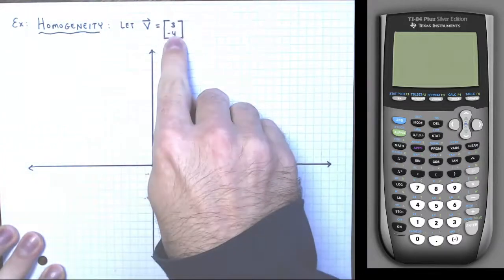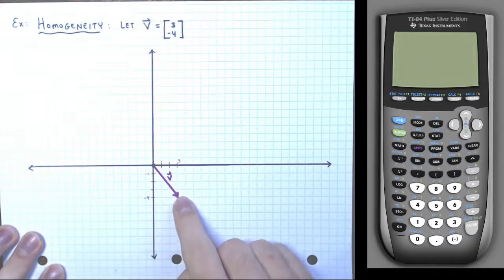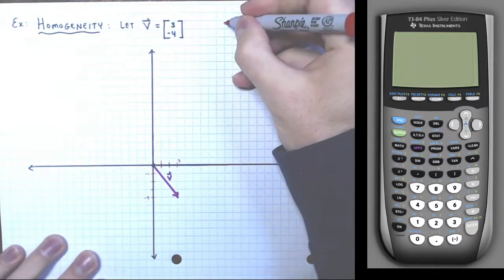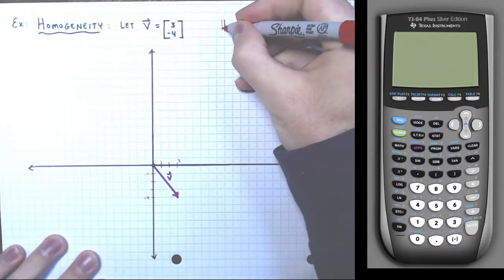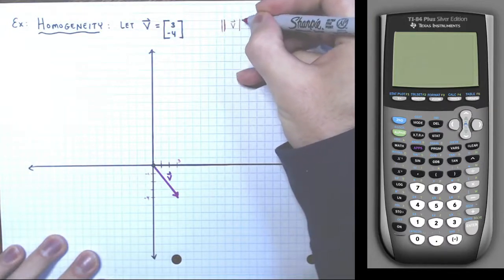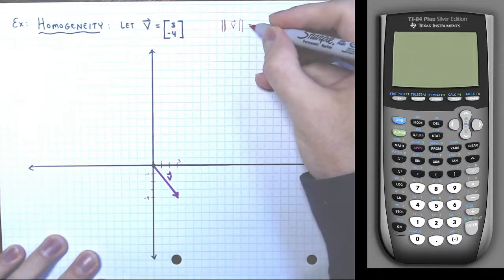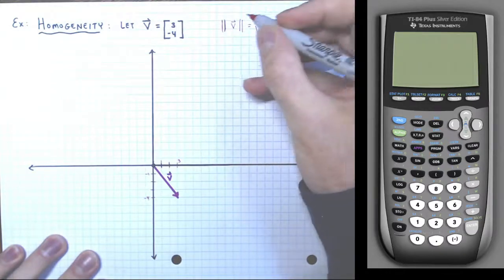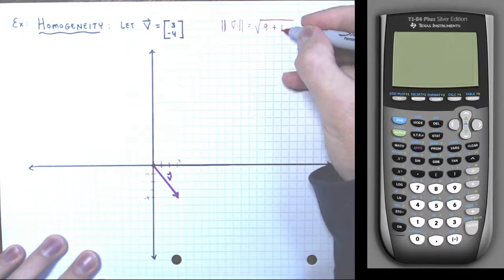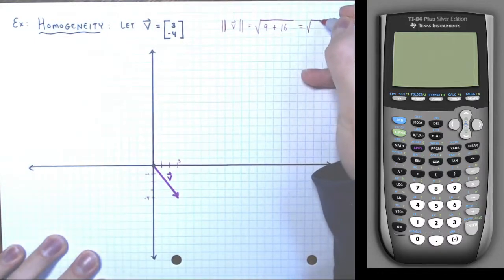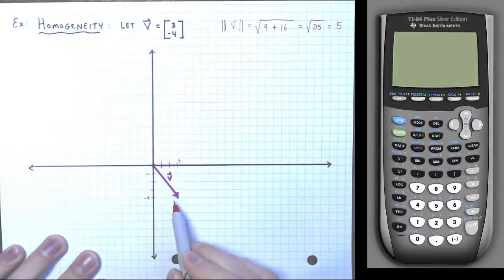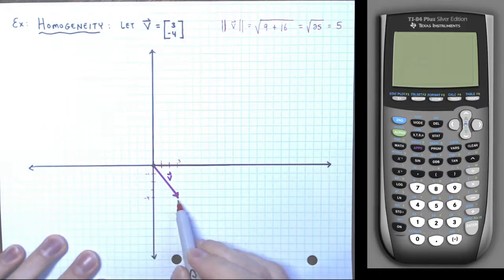This tells me go right 3, down 4, right 3 units, down 4 units. So the magnitude of v, the norm of v, I can figure out right now. I'll do that here off to the side. So the norm of v is just 5. This would be the square root of 3 squared is 9, plus negative 4 squared is positive 16. And that's the square root of 25, or just 5 units. So this arrow I've drawn here has a length of 5 units.